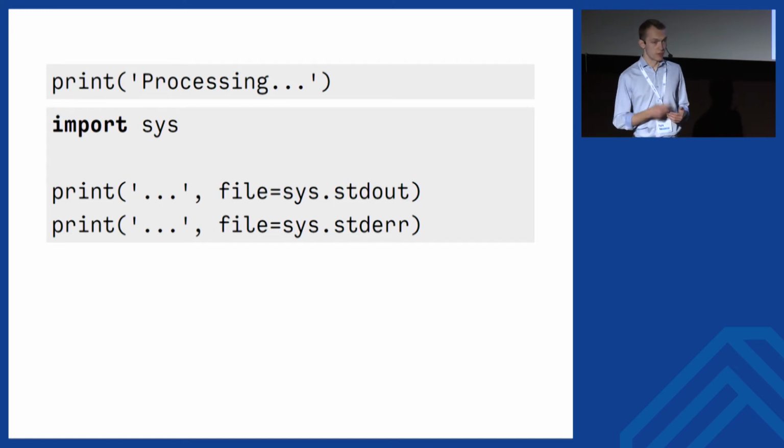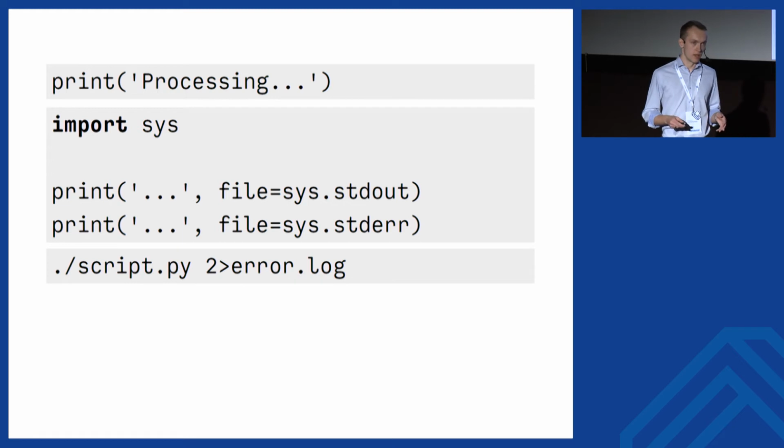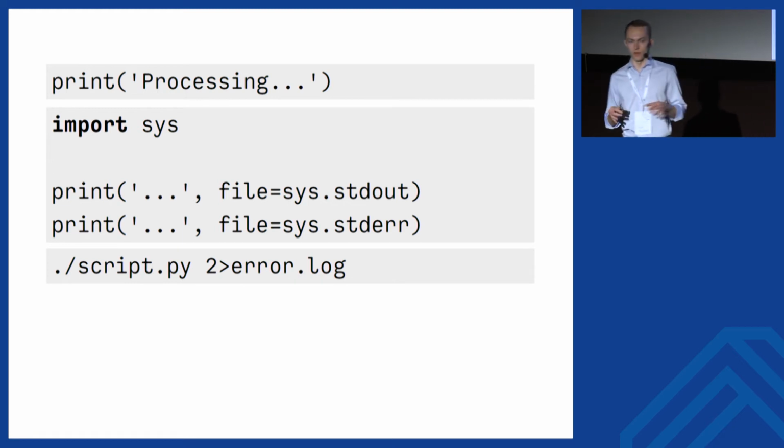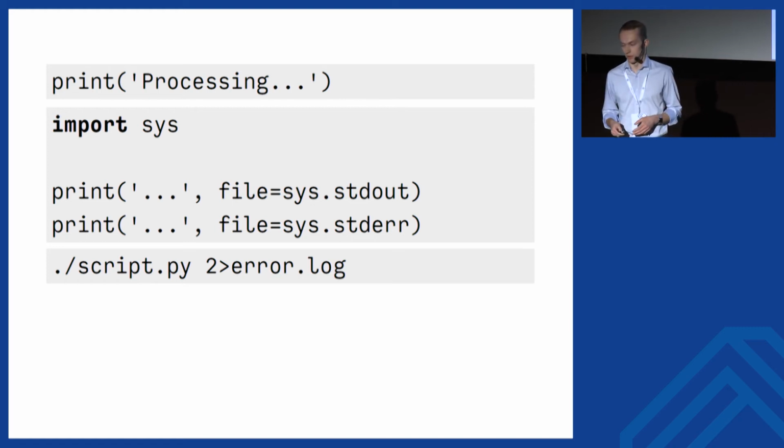And the print function has a file argument. You can pass this object to the print function, and it will print there. And it will allow you to do things like redirecting standard error to a file, which is pretty convenient. And if you're writing utilities for, I don't know, maybe managing your infrastructure, then DevOps people will be happy to see things like this.